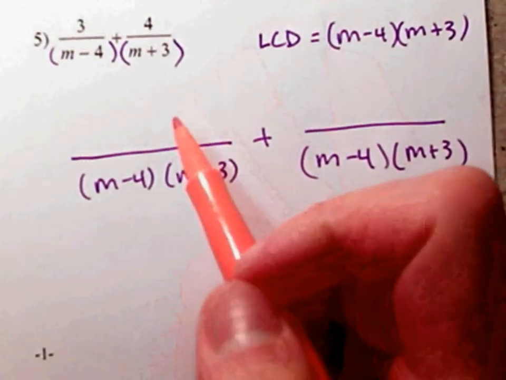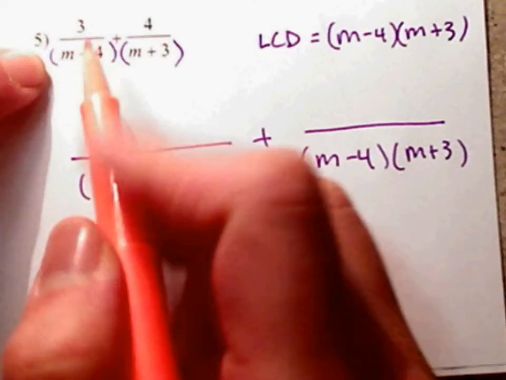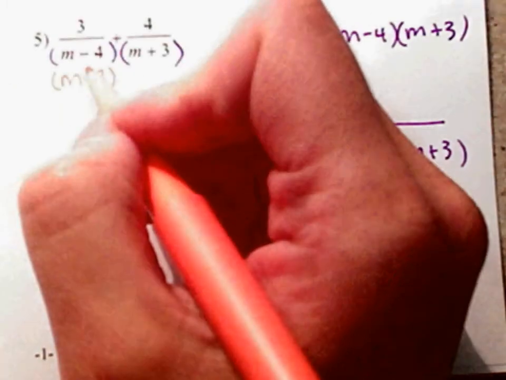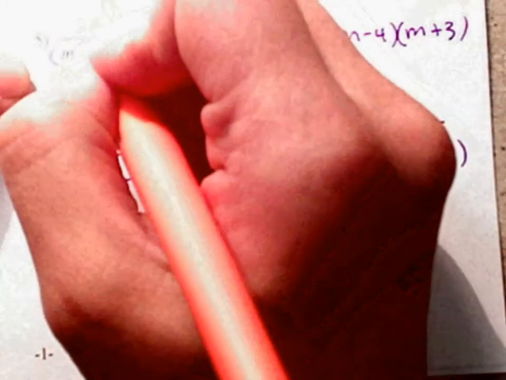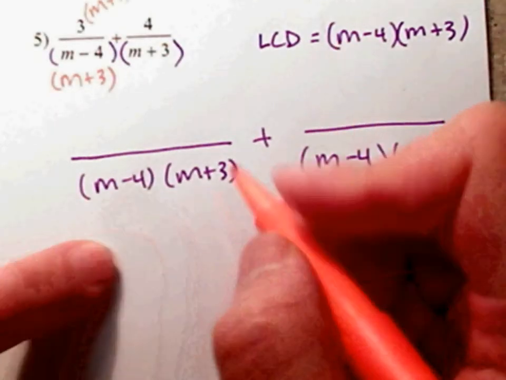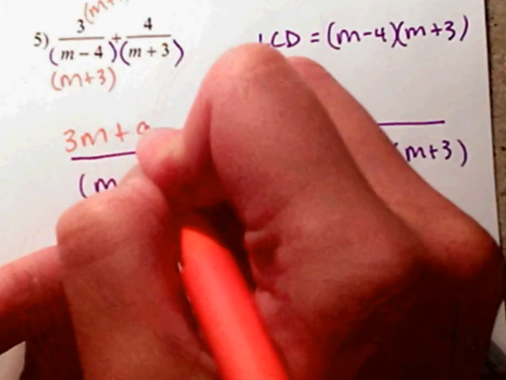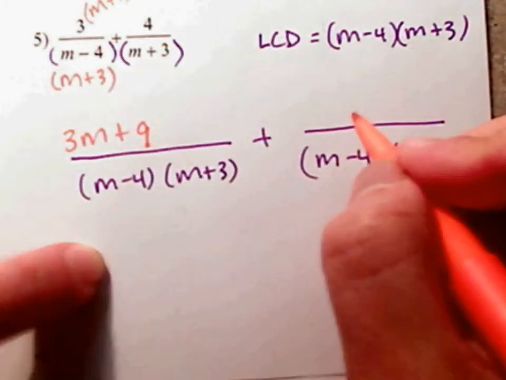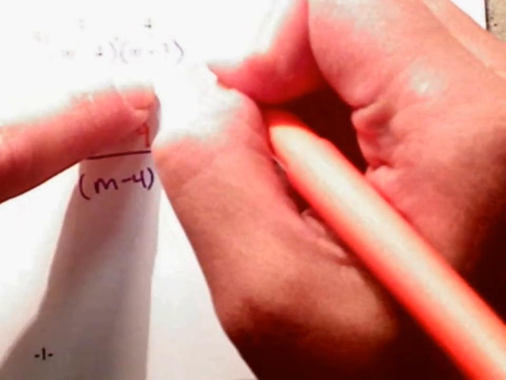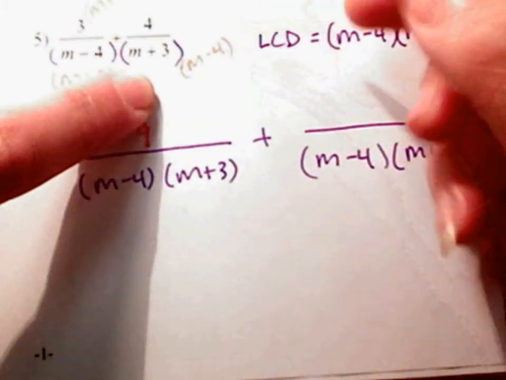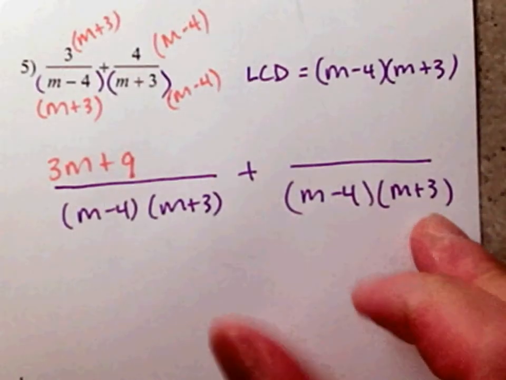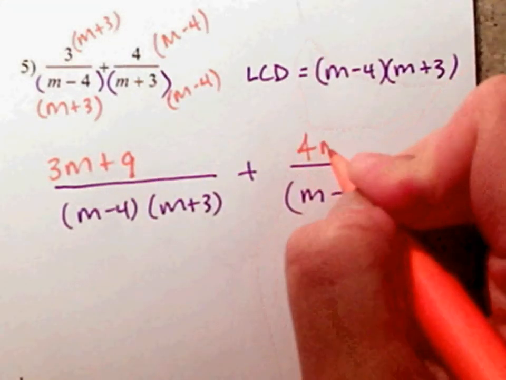Take a look. Look at this first term right here. I need this to be m plus 3. What you do to the denominator, you multiply times the numerator. So you'll have 3m plus 9. Look at this one right here. You're missing an m minus 4. So I need to multiply this one times m minus 4. What you do to the denominator, take care of it in the numerator, just like that, okay? So now you have 4 times m, which is 4m minus 16.